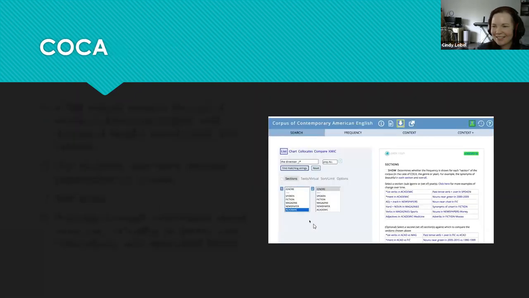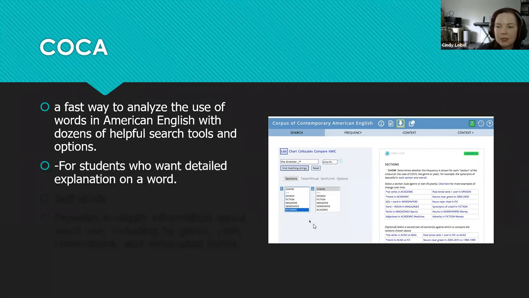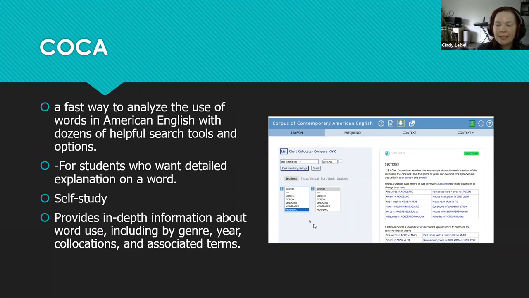Finally, COCA. Maybe you've attended workshops on this. It's an incredibly interesting tool. It's a fast way to analyze the use of words in American English, and it's got dozens of helpful search tools and options. It's for students who want detailed explanations of a word. It offers self-study, and it provides in-depth information about word use, including by genre, year, collocation, and associated terms.